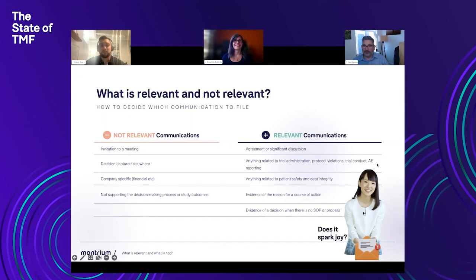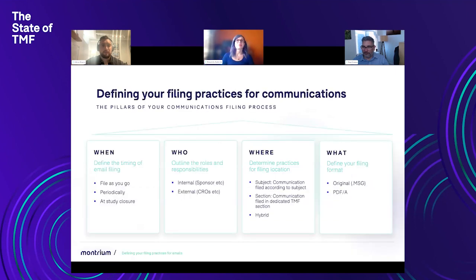All right. So let's move on. Now that we've looked at what's relevant and not relevant, we have to start to stitch together our process for email communication. When we help organizations put in place processes for TMF management, we think about communications in 4 pillars: when, who, where, and what. So Donatella, I'd love to throw this to you to walk through our approach for defining the pillars of your communication filing process.